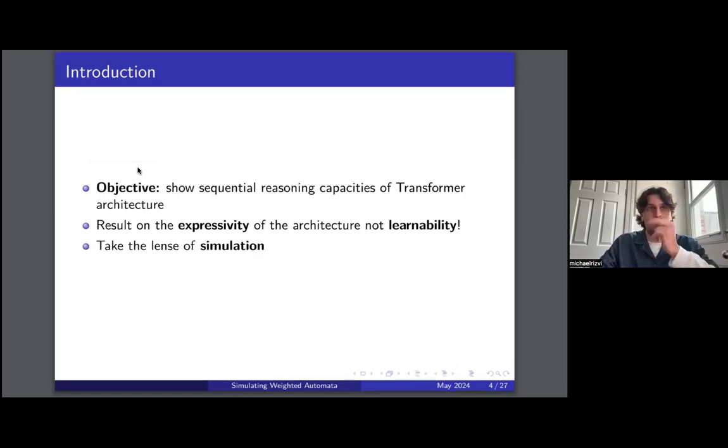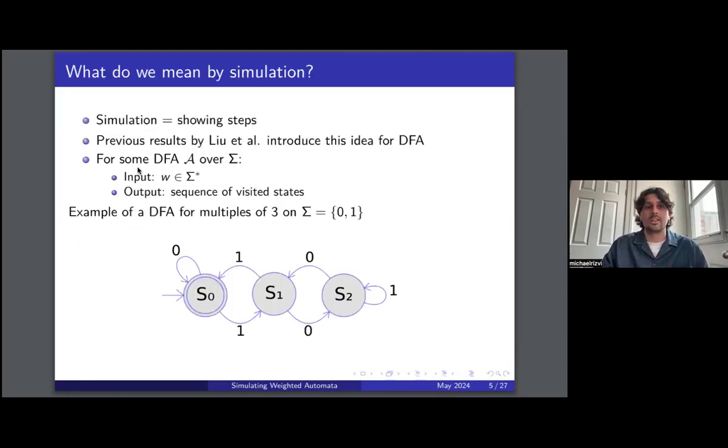what kind of things we can do with it. For this talk, we take the lens of simulation. By simulation, what I mean is we're not only interested in seeing whether or not we can encode the algorithm that does the task inside the transformer, we want to encode an algorithm that can show intermediate reasoning. So what do I mean exactly by simulation? Like I said, it's really about showing steps. This is an idea that, at least in this context, was previously presented by Liu et al., who was, I think, also on this seminar at some point. And they introduced this idea for DFAs.